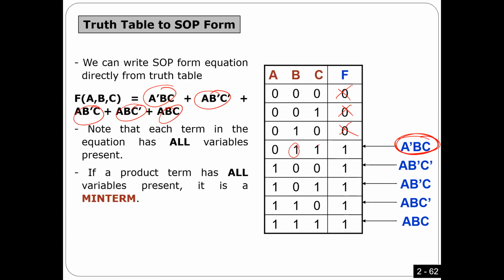If it is 1, I'm going to use the same variable. If it is 0, I'm going to use the complement of this variable. So it's going to be, and it has to be AND, A prime B C. Let's look at this one here. Because A is 1, it's going to be A, B prime, C prime, this way.